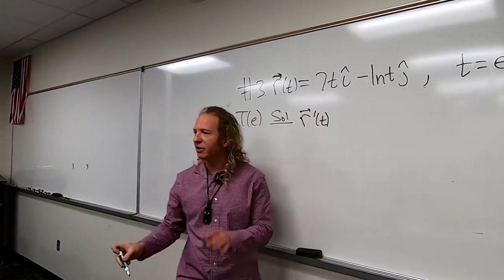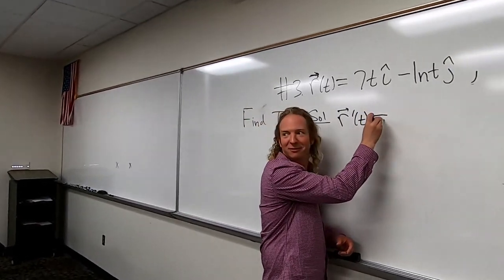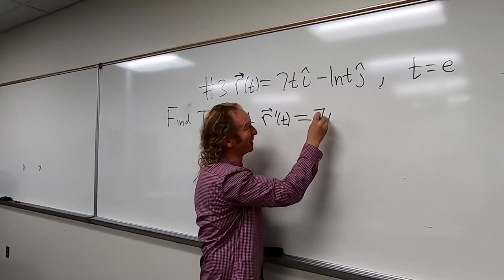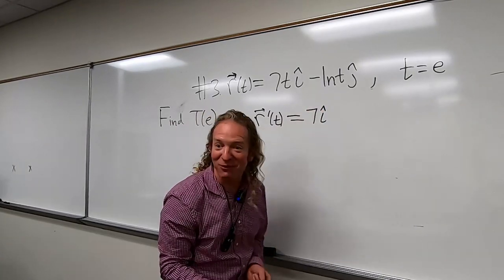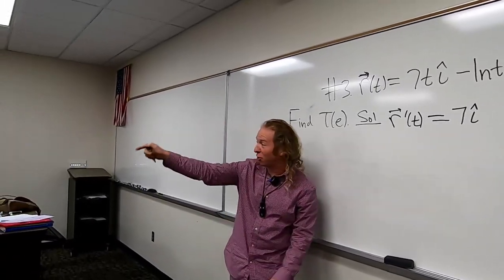So the derivative of 7T is 7. What's the derivative of ln t? 1 over t. 1 over t, good, Brianna.